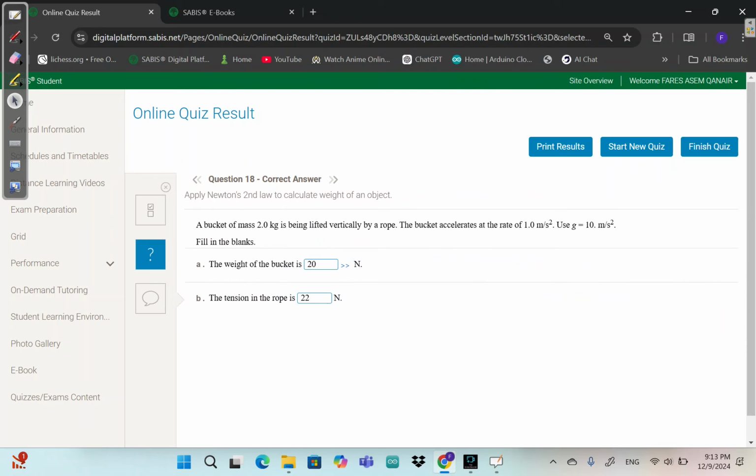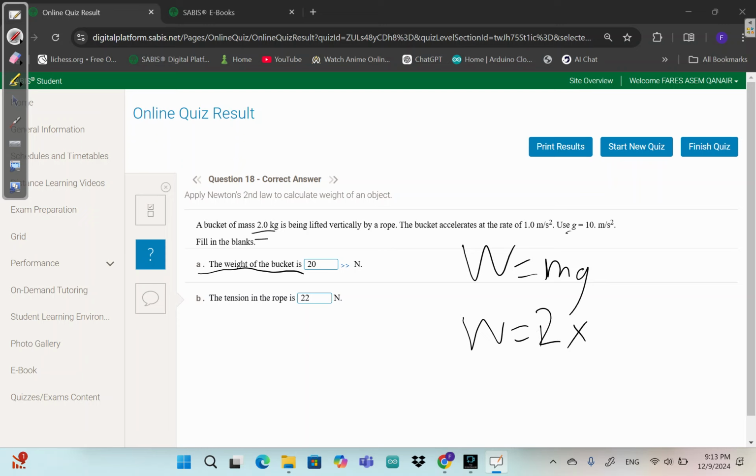A bucket of mass 2 kilograms is being lifted vertically up by a rope. The bucket accelerates at 1 meter per second squared. Use g equal to 10 meters per second squared. Now, for the weight of the bucket, we're going to use our rule, which is W is equal to mg. We're trying to find the weight, so W is equal to mass. We said mass is 2 times g, which is gravity here, 10. So 2 times 10 is 20. And that's our answer for part A.